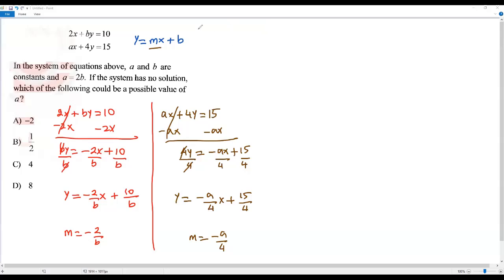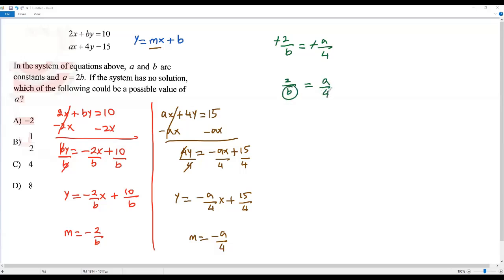Since the system has no solution, the two lines given by these two linear equations are parallel, so the slopes must be equal. We can equate the slope of the first line and the slope of the second line. So negative 2 over b equals negative a over 4. Here we have a negative, and here we have a negative. When I multiply both sides of this equation by negative 1, the negatives cancel out. I get 2 over b equals a over 4.